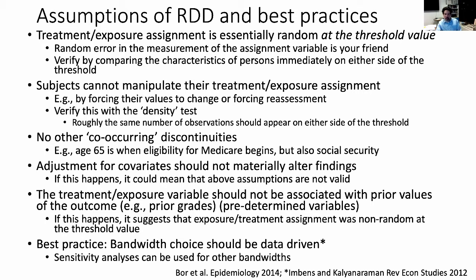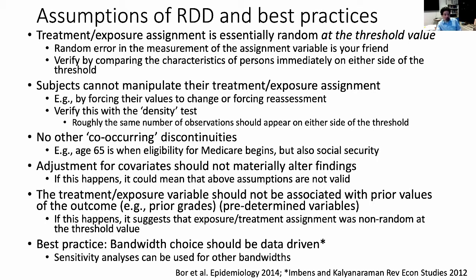Another important assumption is that subjects cannot manipulate their treatment or exposure assignments, or clinicians can't change it, for example by forcing people's values to change, or forcing them to reassess if they're not above a threshold where they might get treatment. This assumption can be verified with something called the density test. You would expect to see roughly the same number of observations appearing on either side of the threshold. If you don't see that, then clustering or bunching is evidence that there may be some manipulation happening.